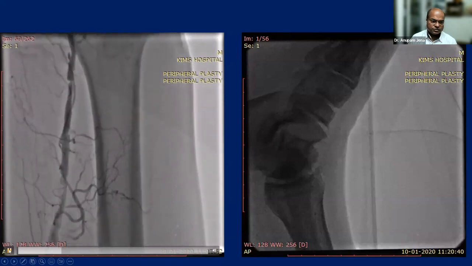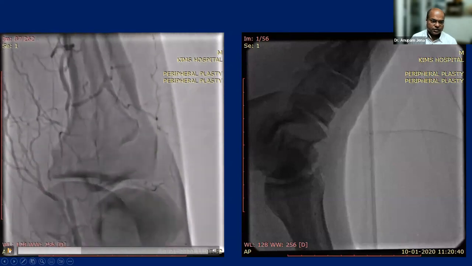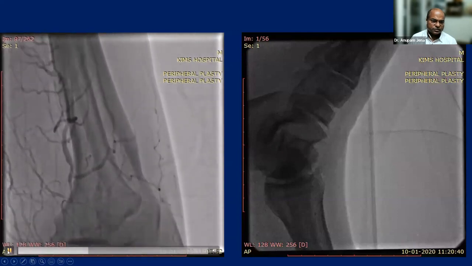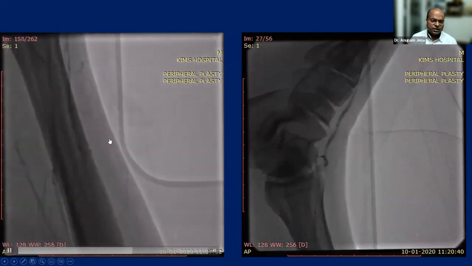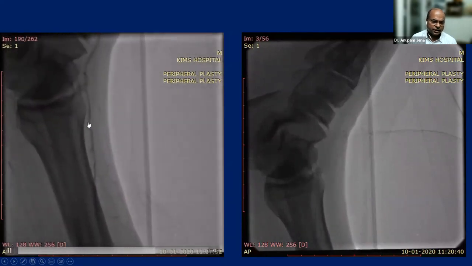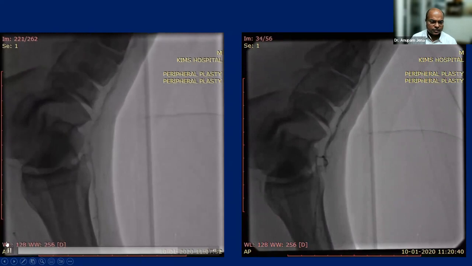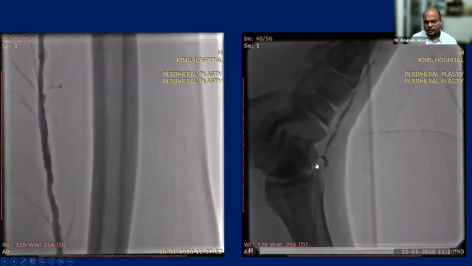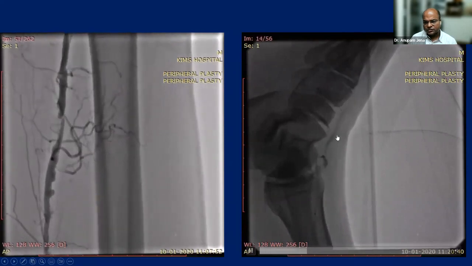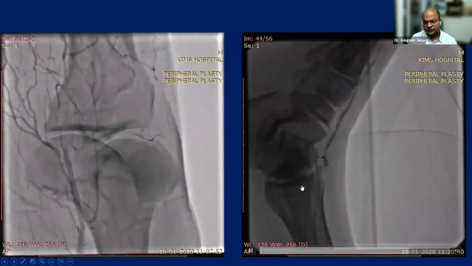A similar case, however a little difficult in this case was that the proximal SFA was also diseased. And in the popliteal artery, there was a long segment occlusion here. The distal branches are not very clear, but there is diffuse disease. This patient presented again with gangrene of the toes, so toe gangrene and a non-healing ulcer. Here also, I found that there was a good collateral with distal reformation of the anterior tibial artery.